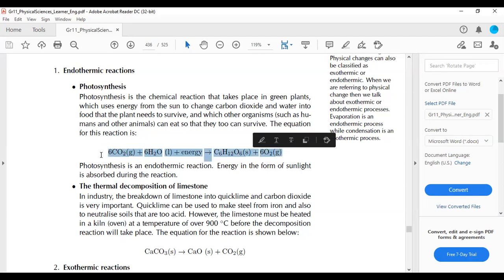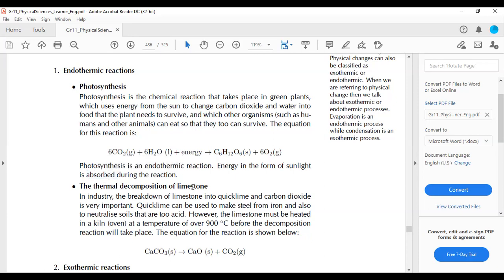Okay, you can see that it's carbon dioxide, water, and it also needs energy. In this case, it would be the sun, and it would give us our glucose and oxygen. Okay, so photosynthesis is an endothermic reaction. Energy in the form of sunlight is absorbed in the reaction. So always when it comes to absorbing, we're talking about an endothermic reaction.